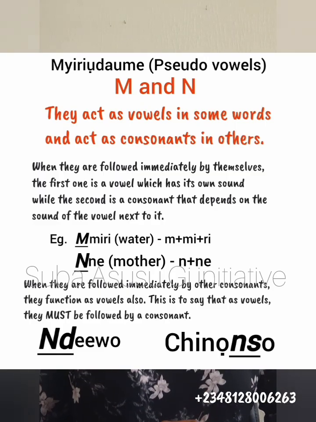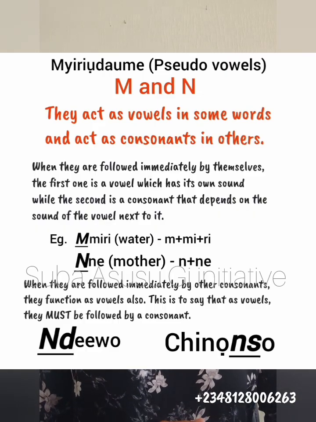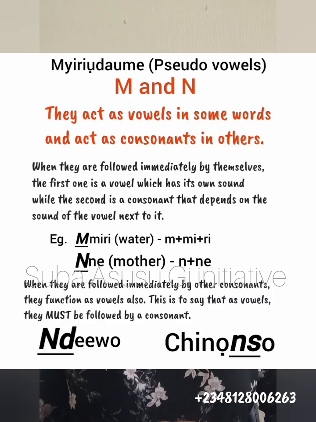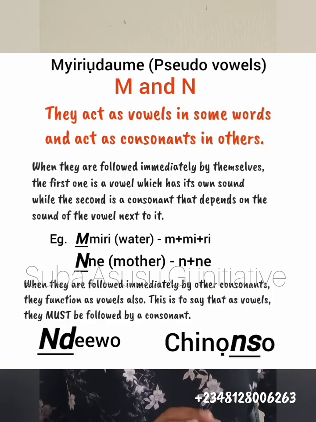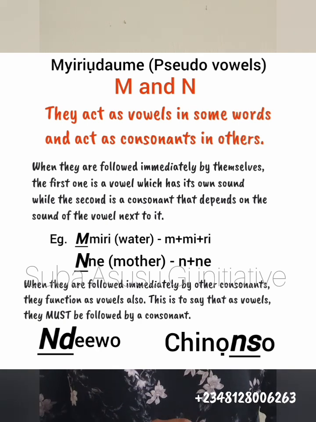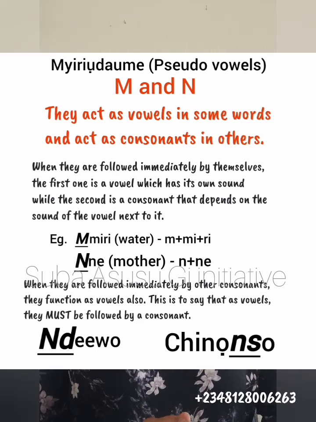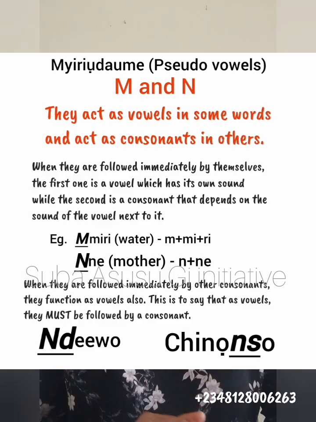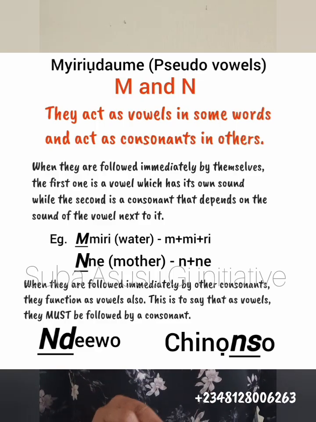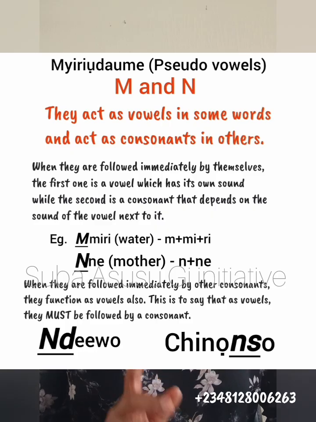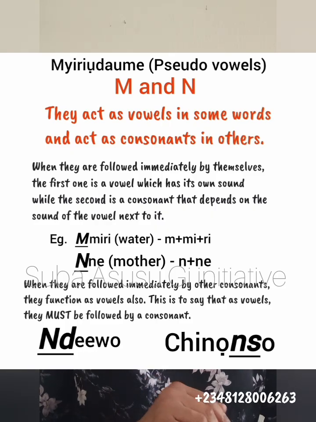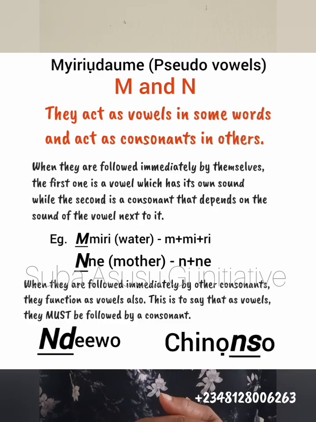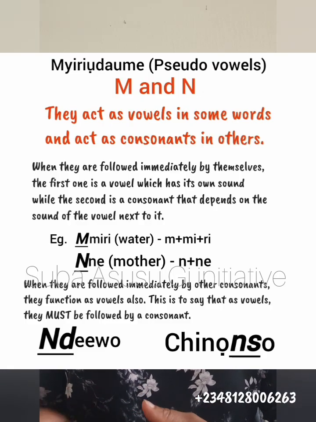In Igbo, we say miri udaume. Can you say that? Miri udaume. Again, miri udaume. Good. So what that means is pseudo vowels in English. So we have the 2 letters m and n. Me and ne. Okay? Those are our 2 miri udaume in Igbo language.